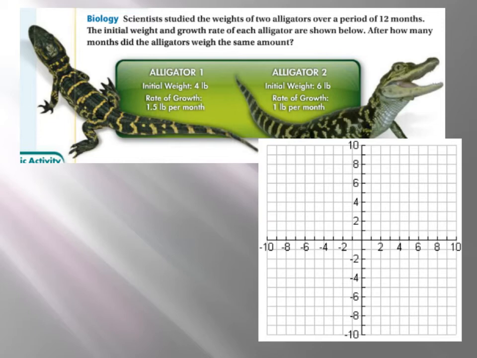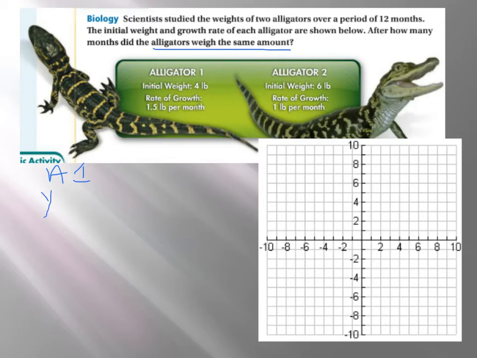After how many months the alligators weighed the same amount? So I want to figure out at what point in time the alligators weigh the same amount. So I'm going to have alligator 1, and I have to set up 2 different equations here. Remember, rate is always going to be your slope. So I'm going to write up an equation.